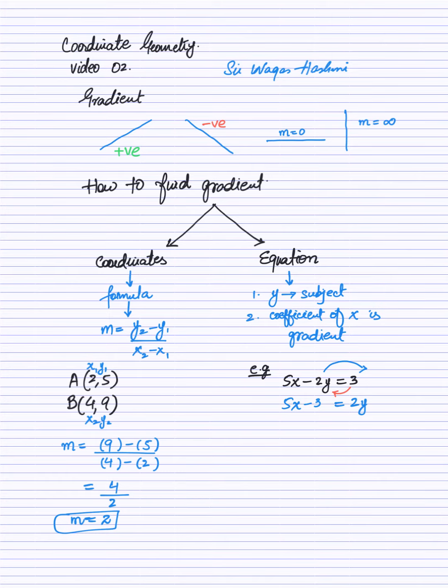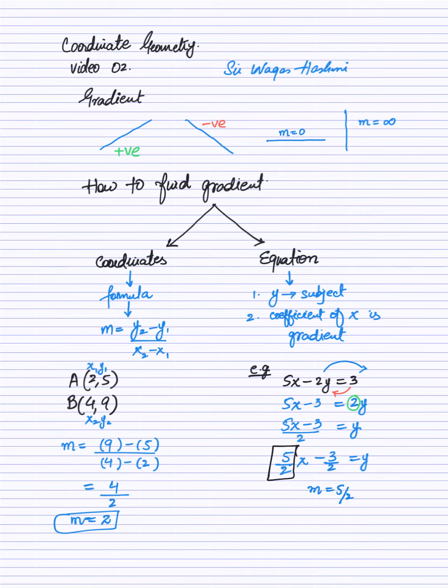Alright, now 2 is multiplying with the y on the right side. When you shift it to the left side, it will be 5x minus 3 divided by 2 equals y. If I write the same equation in this way, that is 5 upon 2 x minus 3 upon 2 equals y. Basically what I did is separation of the LCM. That 2 is present with 5 and 3, both of them, so I have written it separately. And the reason is that the coefficient of x, that is positive 5 upon 2, is your gradient.